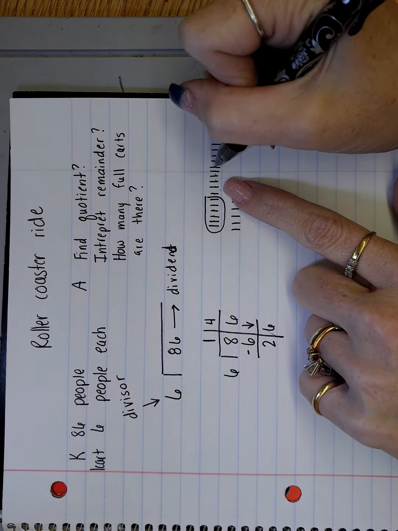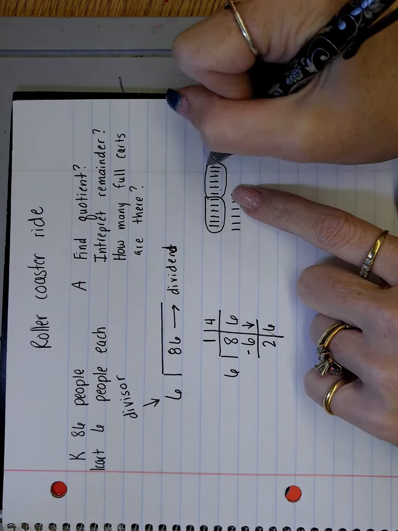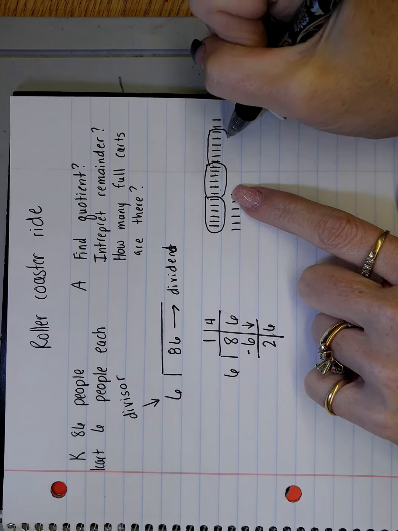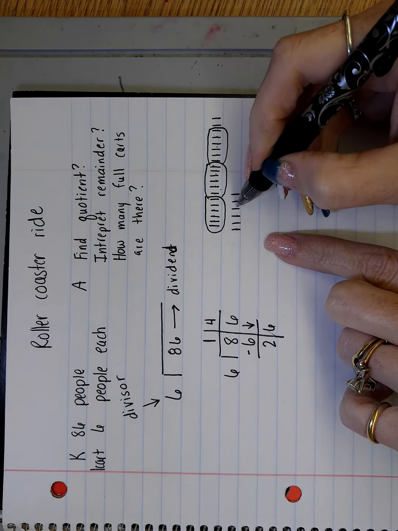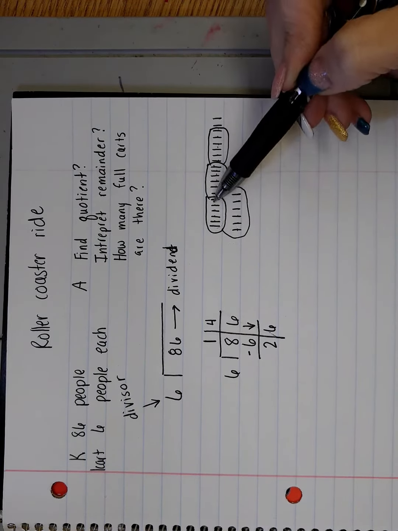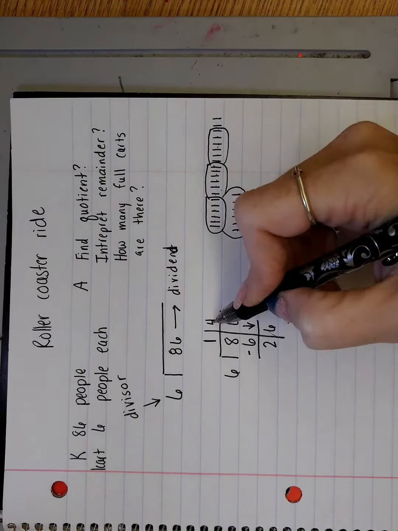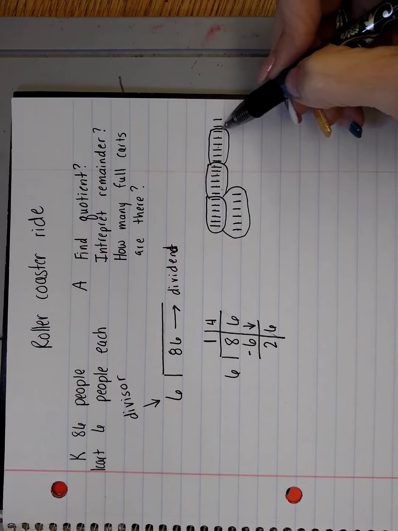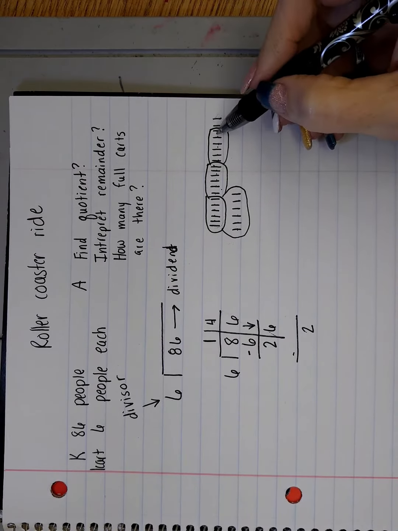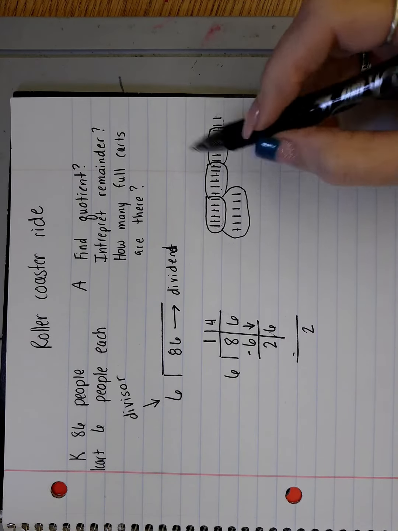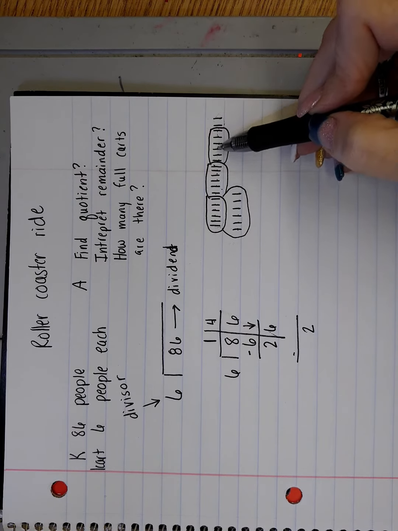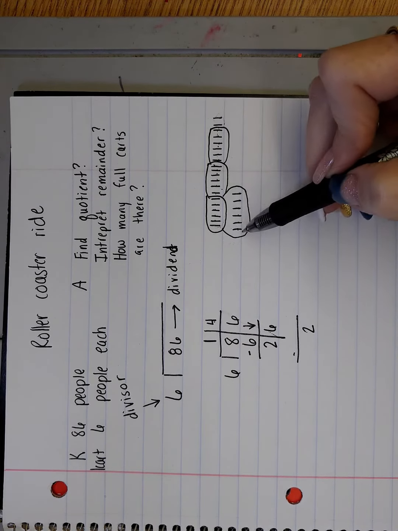1, 2, 3, 4, 5, 6. Again, 1, 2, 3, 4, 5, 6. And again, 1, 2, 3, 4, 5, 6. How many groups did I circle? 1, 2, 3, and 4. That's what I put there. How many do I have left over? That's what your subtraction is. And then you can count how many are inside all the groups. 1, 2, 3, all the way up to 24.